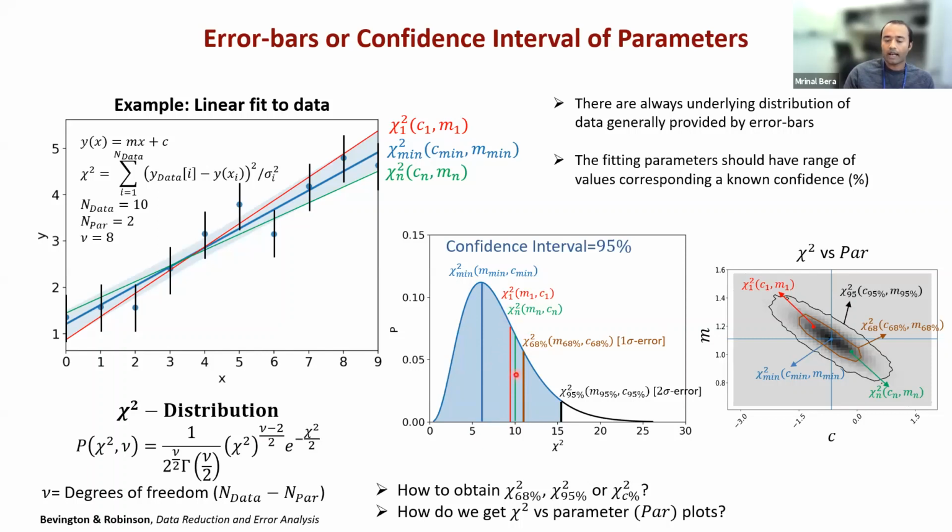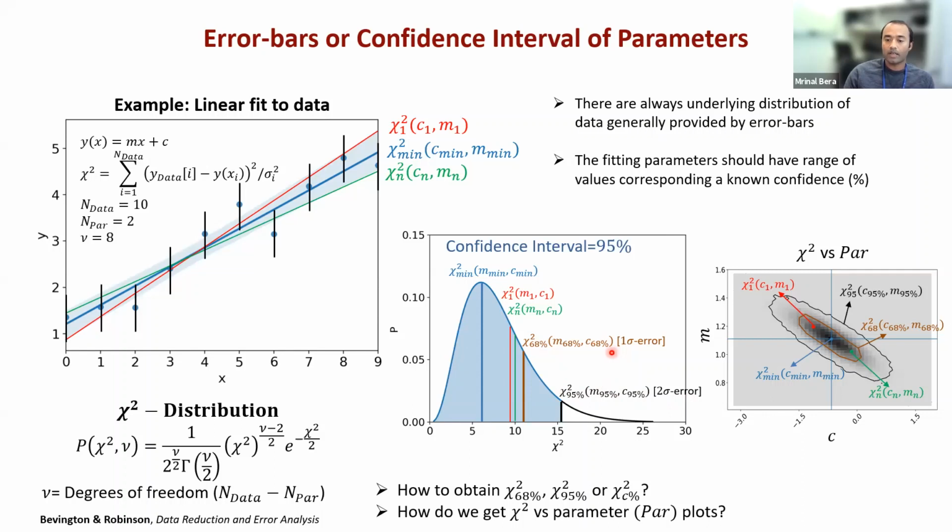In this way, you can get chi-square values corresponding to different confidence intervals, which we show as 95% and 68%. 68% generally belongs to the 1 sigma of this distribution, and 95% corresponds to the 2 sigma of the distribution. So depending on how we report the error bars on the parameters, we have to mention which confidence interval we are referring to, either 95% or 2 sigma, or 68% or 1 sigma.